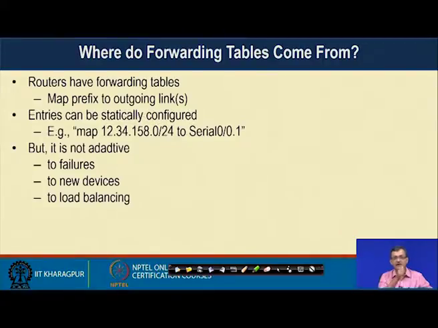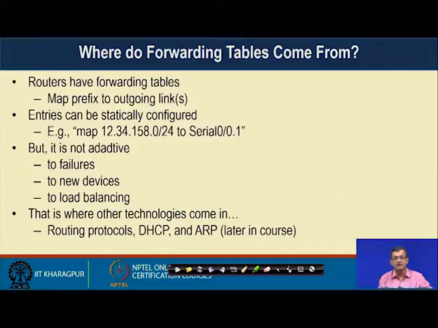Now, where do the forwarding tables come from? Routers have forwarding tables that map prefixes to outgoing links. So, how does this forwarding table come about? Either it can have some sort of static entry, which says to map so and so to this particular serial port, but this may not be adaptable to failures, new devices added, or devices taken out, where you need to intervene. And in some cases there are issues of load balancing.